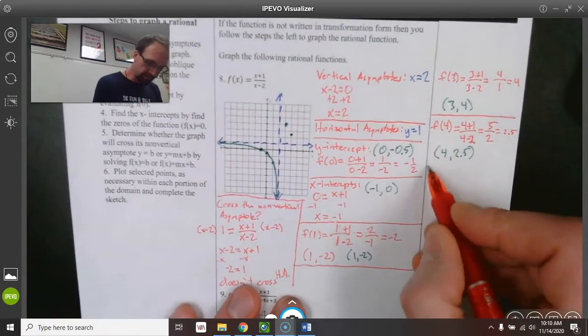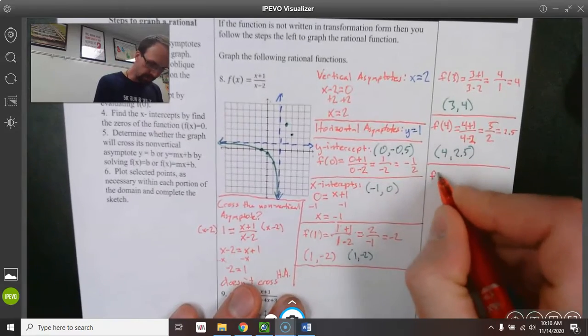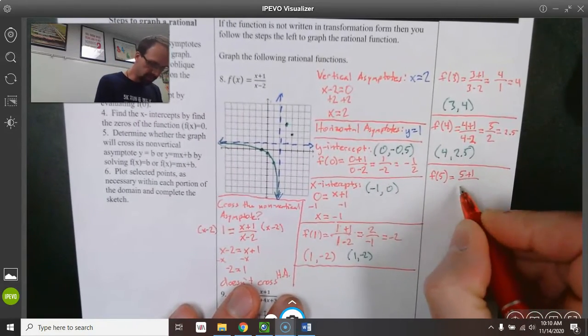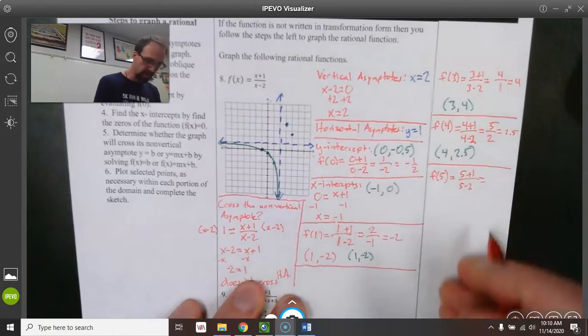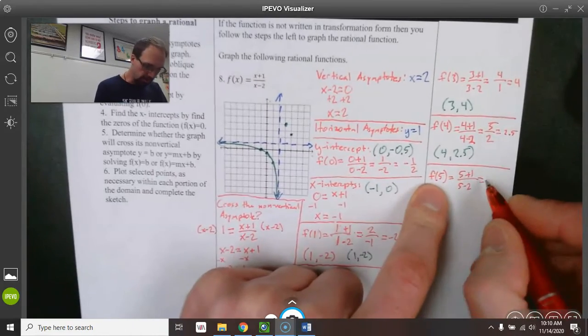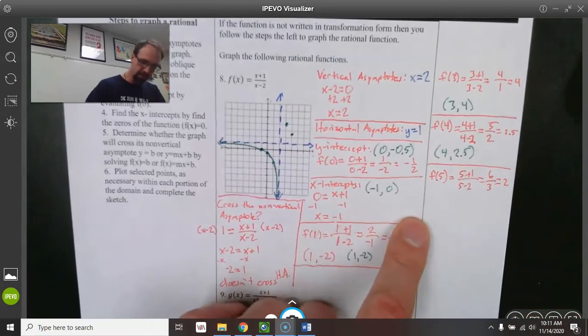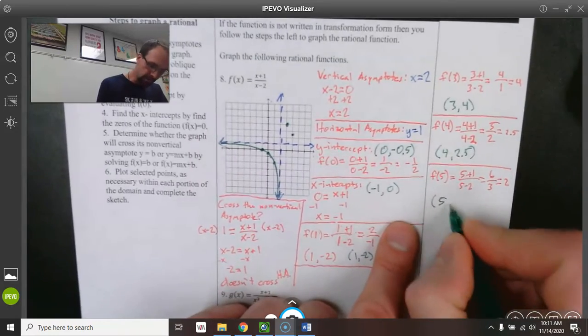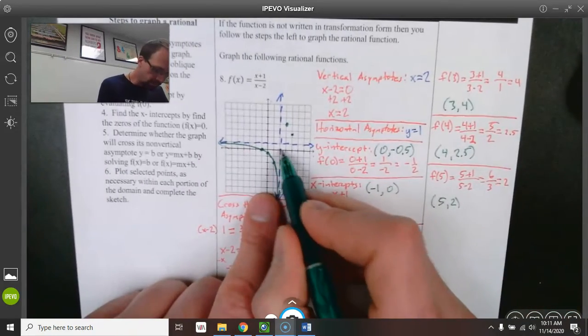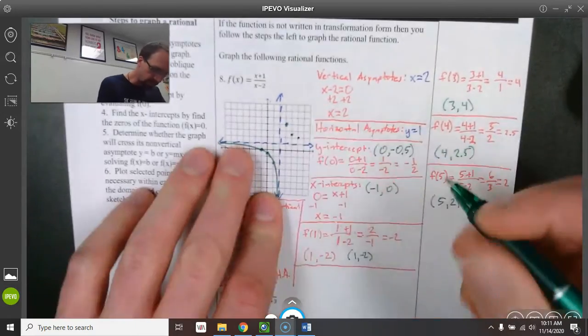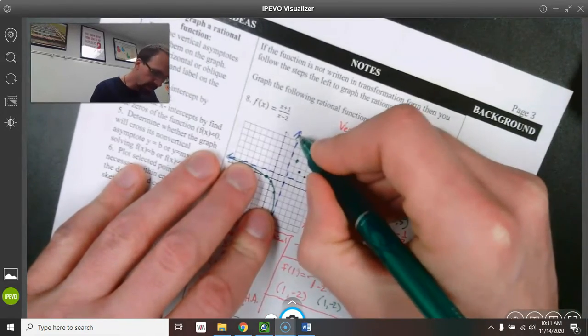And then let's do 5. 5 plus 1 over 5 minus 2. That's 6 thirds, or 2. So this is going to be the point 5, 2. So this also gives me 3 points. Notice that I'm getting 3 points.